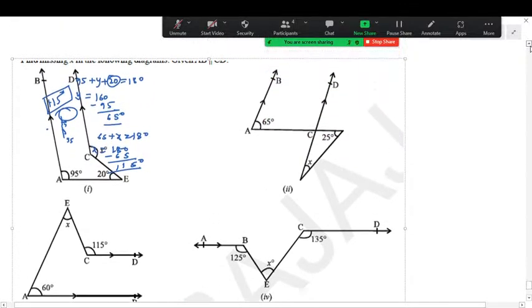First, tell me how will you solve the second part? How will you figure out the value of x here in this case?